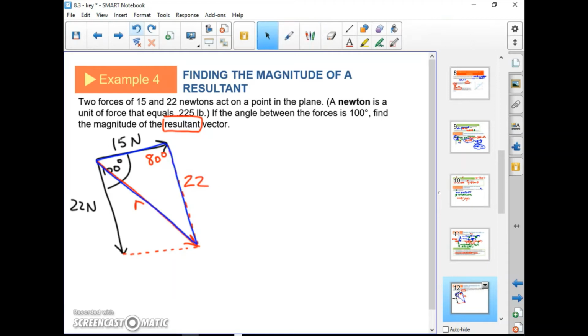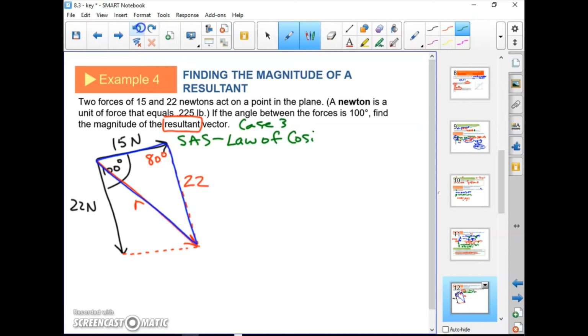And so if you notice inside your triangle, think about the temple runner. The temple runner is running around here collecting tokens. It looks like he's going to get SAS. We have a triangle with SAS. That points us to law of cosines. It's case 3, law of cosines. And so knowing SAS tells me which formula to use.